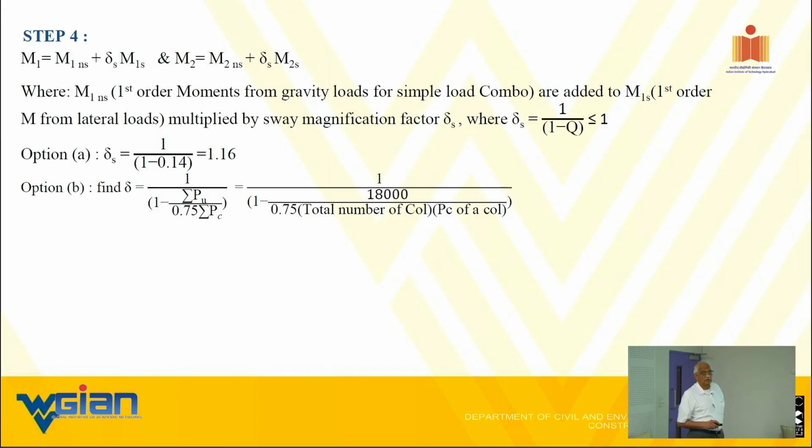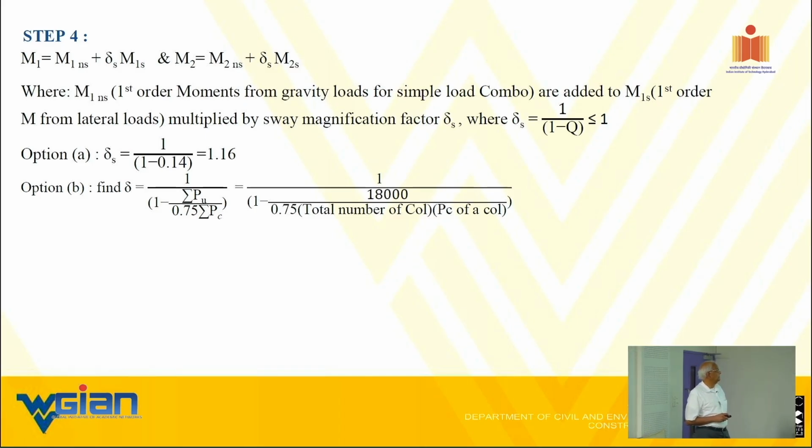Step 4. Now, what is that? We are accounting for the P delta effect here in an indirect manner. I wrote here M1 is the first order moment from the gravity. M1s is essentially due to the lateral loads. So all this effort is to establish these two moments. One is coming from the gravity, the other is from the lateral load effects. That's what we did.